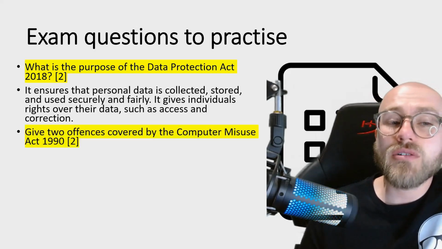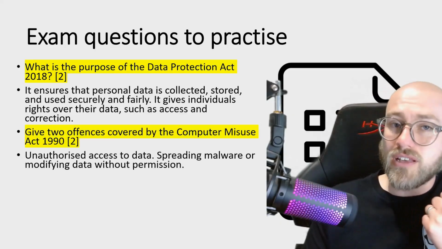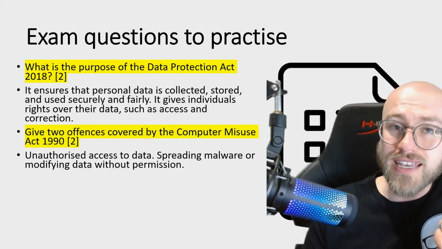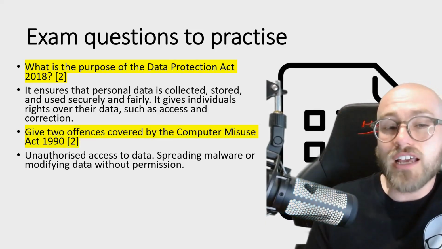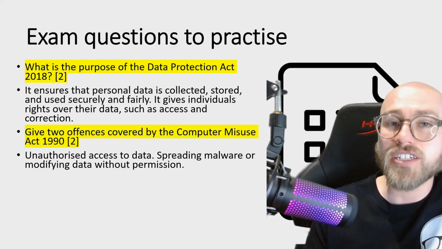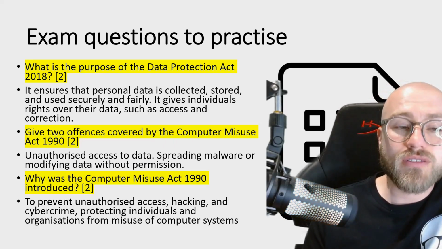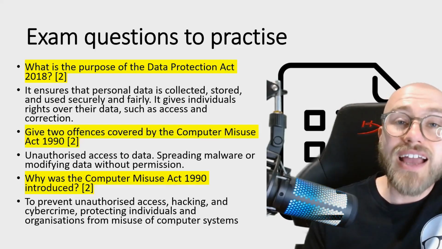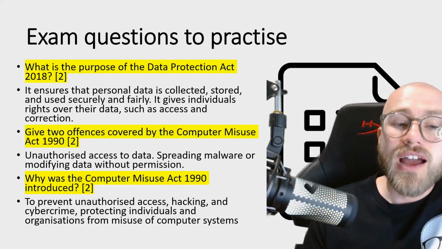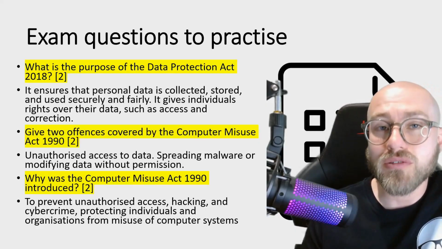Second question, give 2 offences covered by the Computer Misuse Act 1990. So you get 1 mark for saying unauthorized access to data, and then you could get another mark by suggesting something like spreading malware or modifying data without permission. And finally, why was the Computer Misuse Act introduced? To prevent unauthorized access, hacking, and cybercrime would get you 1 mark, and then protecting individuals and organizations from the misuse of computer systems.